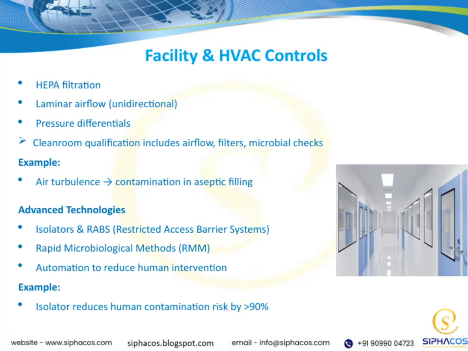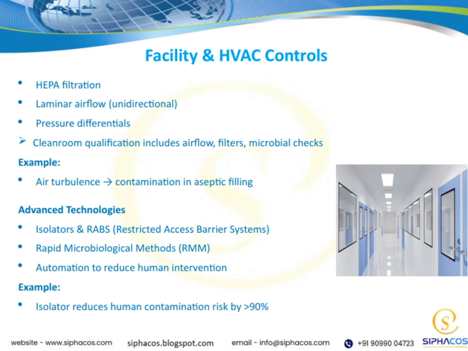Let's take a closer look at facility and HVAC controls. These are crucial for maintaining a sterile environment. HEPA filtration, for example, is used to trap very small particles, ensuring the air remains clean. Laminar airflow, which is unidirectional, helps prevent turbulence that could stir up contaminants.